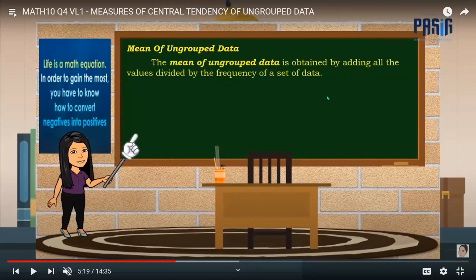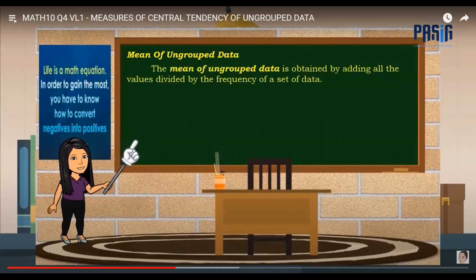So let us have a good example. So let's say na binigyan kayo ng grade ng teacher nyo in third quarter. So yung grade na na-receive mo ay 88, 89, 92, 90, 87, 93, 87, 87. Ano na ba yan? 8 yan. 1, 2, 3, 4, 5, 6, 7, 8. Okay, tama na. 8 na siya.